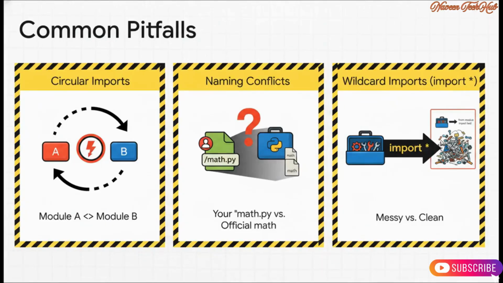So here are the big pitfalls to watch out for. That circular import, where A needs B and B needs A, the only fix is to refactor. Pull out the shared code into a third module. Next, naming conflicts. Don't name your file math.py. You'll break the built-in math module for your whole project. And please, please, please avoid from module import star. It's like dumping your entire toolbox on the floor just to find one screwdriver. It pollutes your namespace, and you have no idea where anything is coming from, which makes debugging a nightmare.